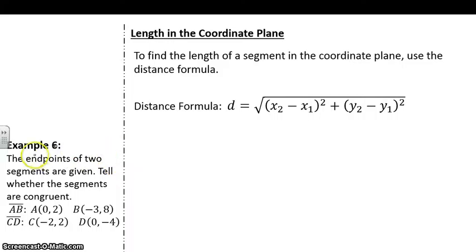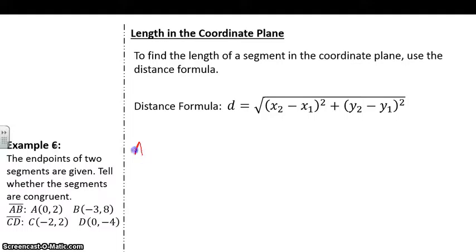Okay, so the endpoints of two segments are given. Tell whether the segments are congruent. Segment AB: A is at (0, 2), B is at (-3, 8), and segment CD: C is at (-2, 2), and D is at (0, -4). I'm going to have to figure out the length of both of these, because remember the definition of congruent segments says that the two segments have the same length. So let's go ahead and do that.